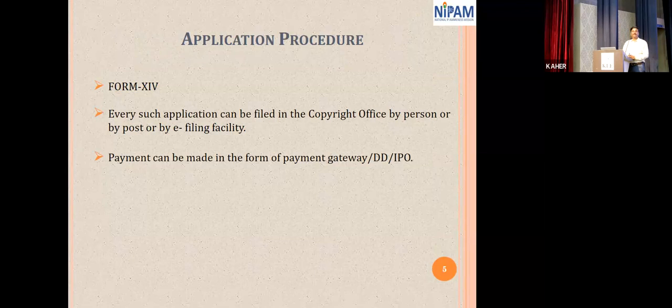So how to apply for a copyright? This is very simplified. Design and copyright are almost similar. In design, you need to make one perspective view and other views in a 3-dimensional structure, but that is not required in copyright. You just have a form number 14 and it should be filed either in person, or you can post it, or you can do e-filing also. And payment can be made either online or through post, which means you have to pay by demand draft.